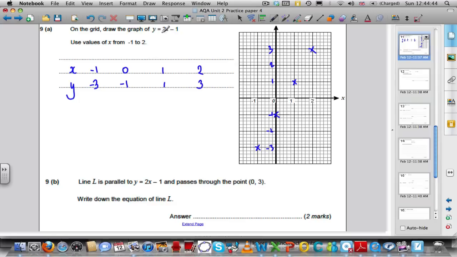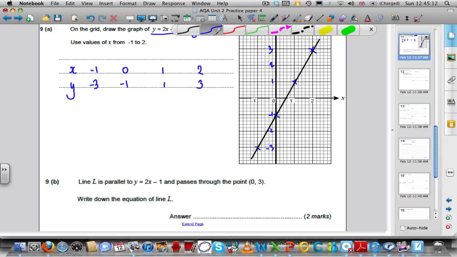The other way of doing it is to remember your form of an equation, y equals mx plus c. C is -1, so it crosses the y-axis at -1. And as you go across 1, you must go up 2. Across 1, up 2. Don't forget to put your line in at the end, like that. Hence your equation of the line you have drawn and made into a graph.